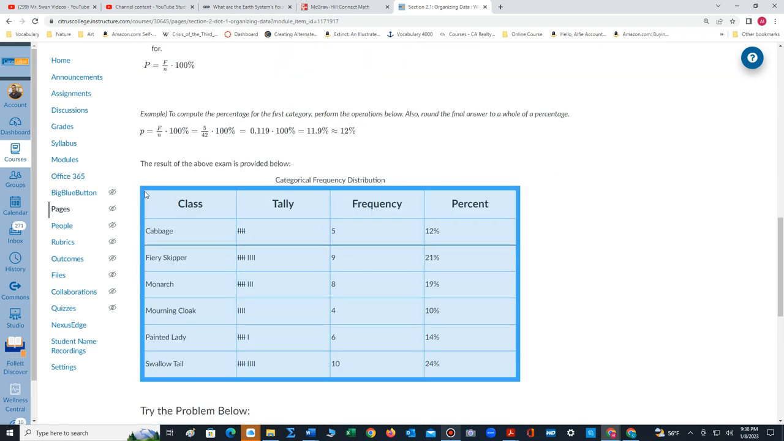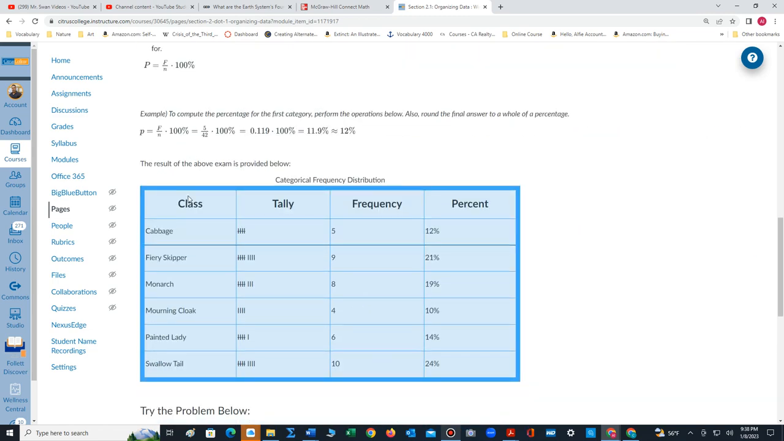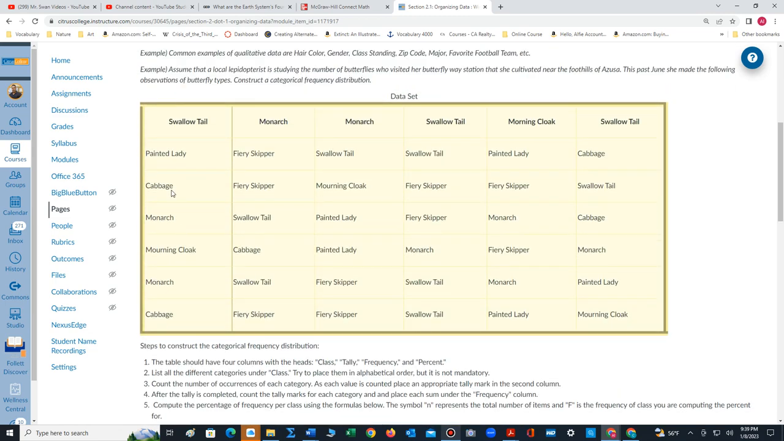First of all, we want to construct a table. And the headings of the table are the following. We need a column for class, tally, frequency, percent. Now, under class, we list all the different types of items that were observed. So we have the cabbage butterflies, the fiery skippers, the monarchs, mourning cloaks, painted ladies, swallowtails.